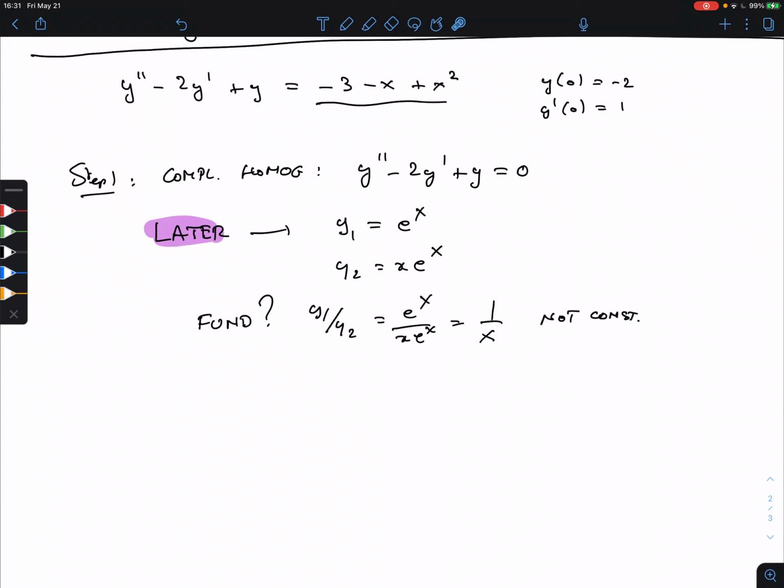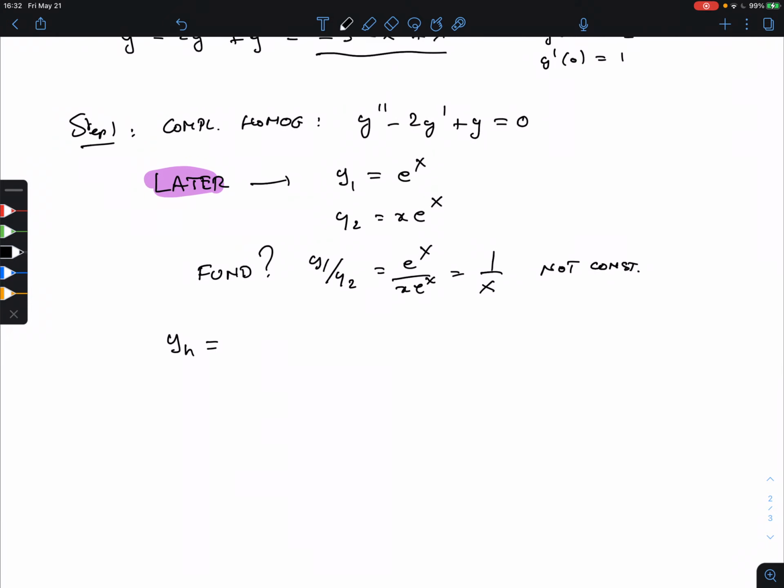Again, I didn't use this terminology, but for those that have taken linear algebra, what we are saying is that these two functions are linearly independent. If you don't know what that is, the textbook also mentions it, but for us it just means that the quotient is not constant. That's the only thing you should think of. We know, therefore, that the general homogeneous solution will look like A e^x plus B x e^x, a linear combination of e^x and x e^x.